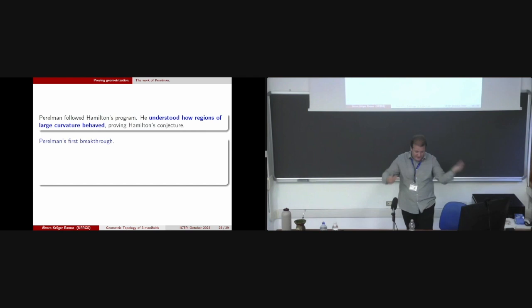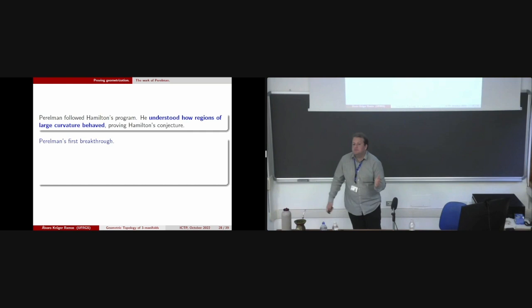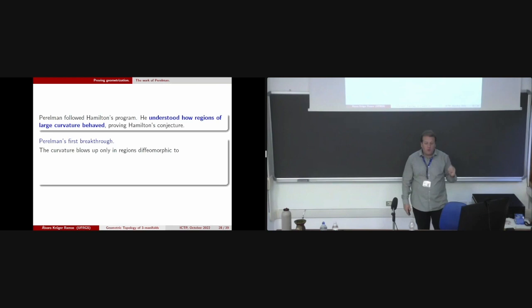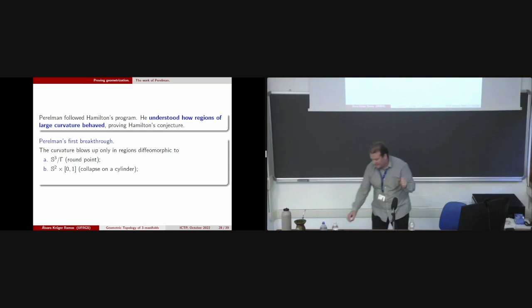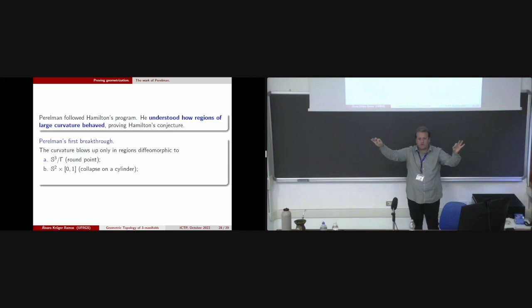And Perelman did several breakthroughs. The first one is this. The curvature blows up only in regions diffeomorphic to the round point. So it's either like everything shrinks to something which has in the limit positive curvature, so you are a quotient of the three-sphere in this region where the curvature blows up. Or you have something called a cylinder. Like the second example, you are collapsing as S2 cross an interval now. It's not going to be the whole S1, it's going to be just an interval. So you collapse in this region.